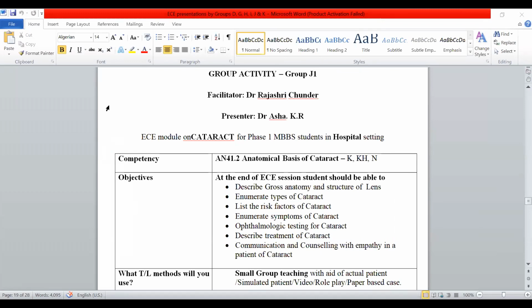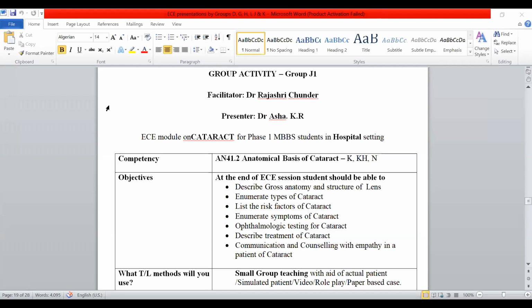Thank you. Okay. Under the able facilitator, Dr. Rajeshri Chandar, who was very meticulous in mentoring us. So the ECE module is on cataract. It is for first MBBS students in a hospital setting.